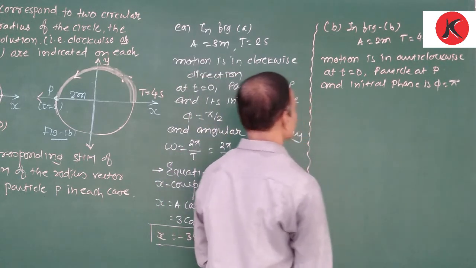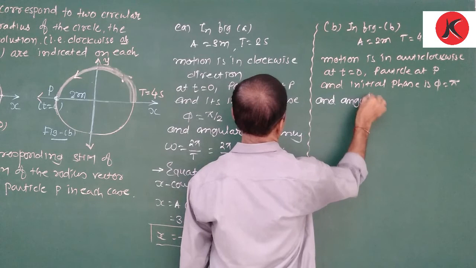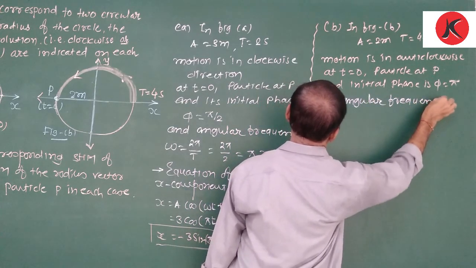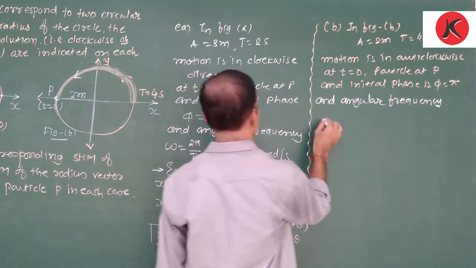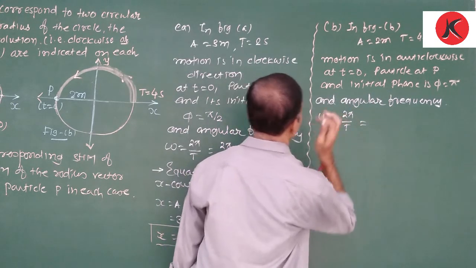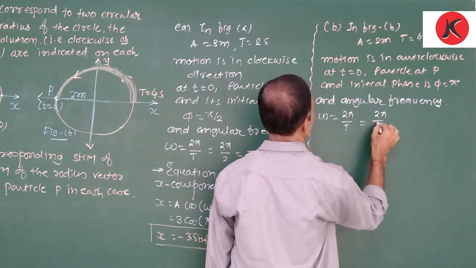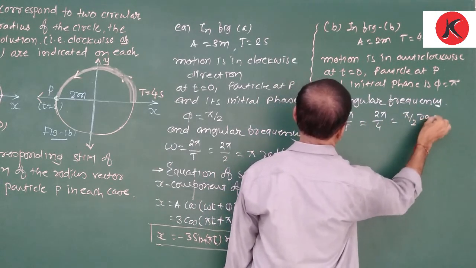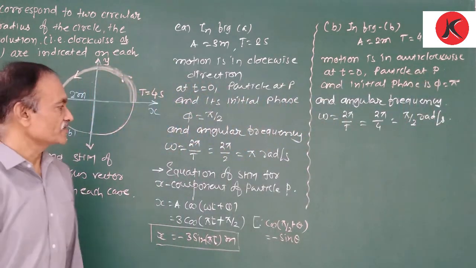And angular frequency: what is the angular frequency for this? Omega is equal to 2 pi upon T. Here T is given as 4 seconds, therefore 2 pi upon 4, that means pi by 2 radian per second.